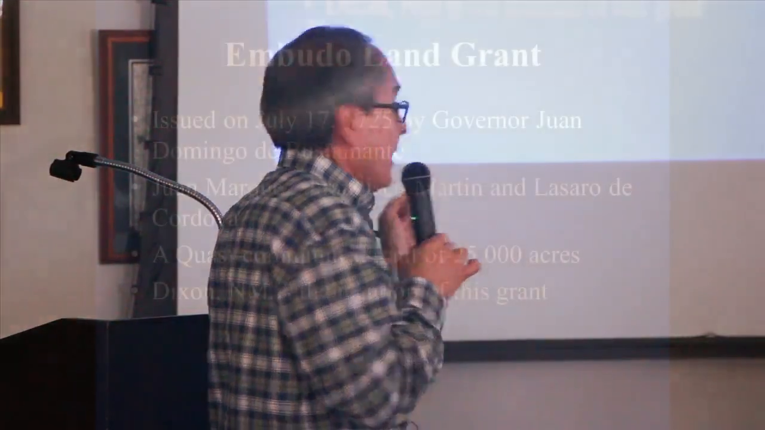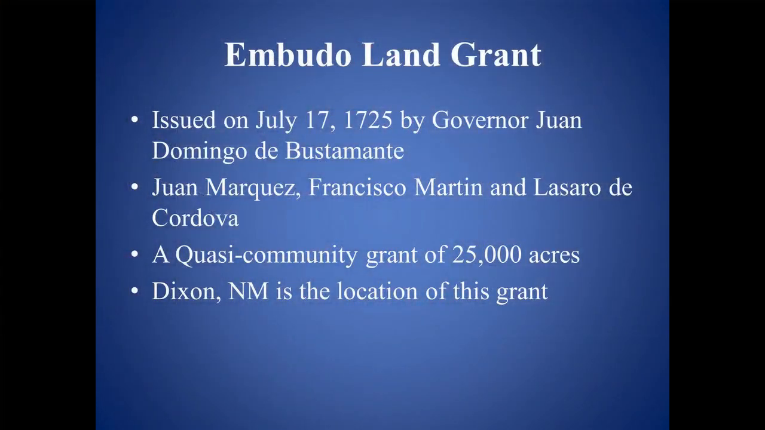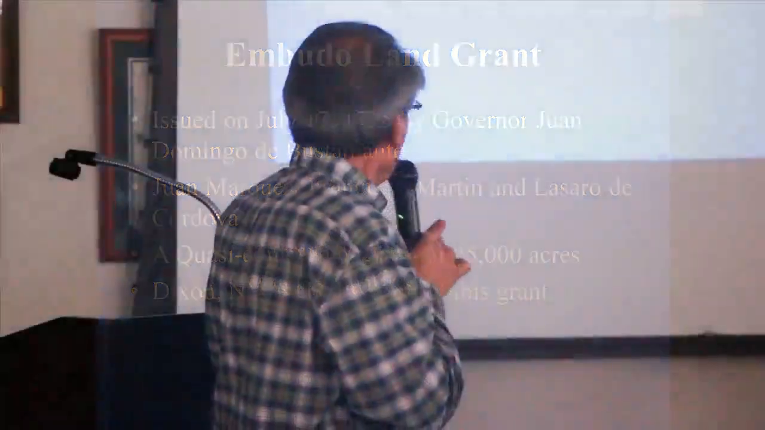Okay? The Embudo land grant. This is another one that's really quite interesting. This was issued in 1725 by Governor Bustamante. Now, most of the people that lived in that area were all Martin Serranos. And you're going to find those names as you go through those lists that are there. And it is where Dixon is today.